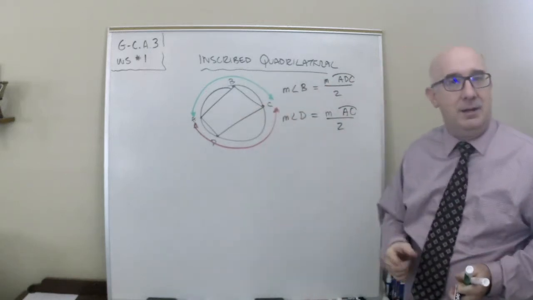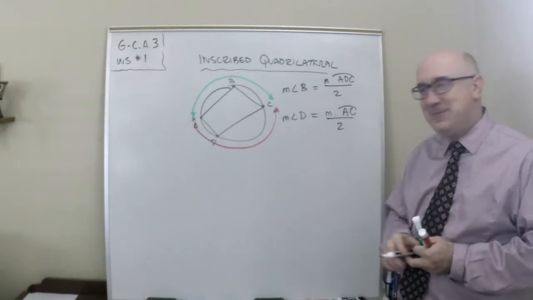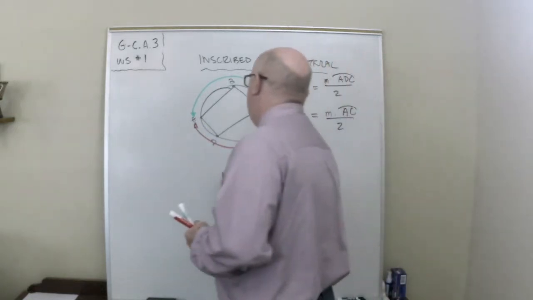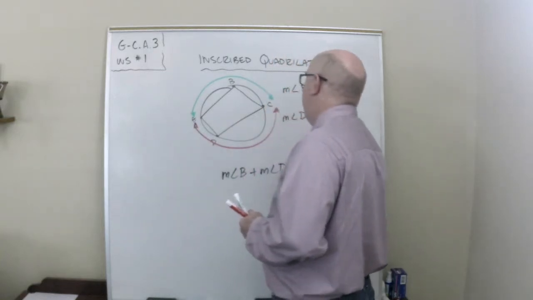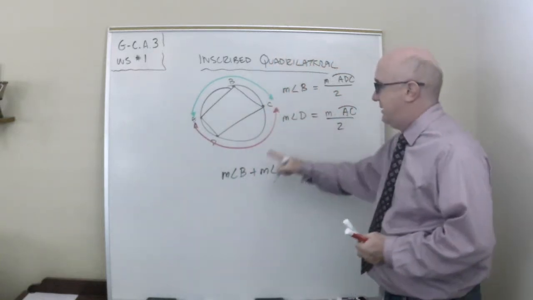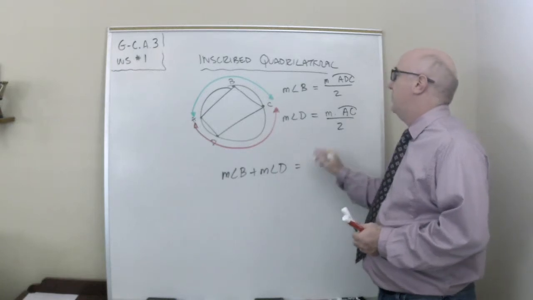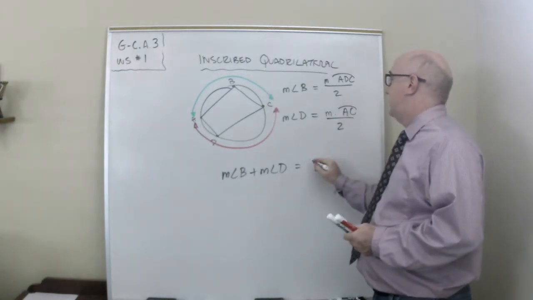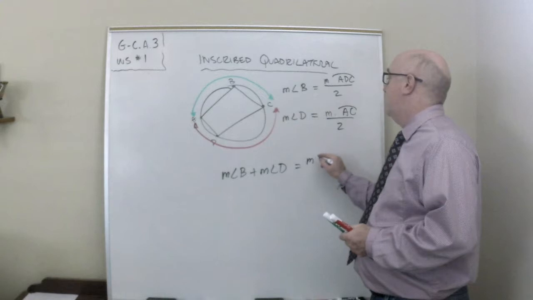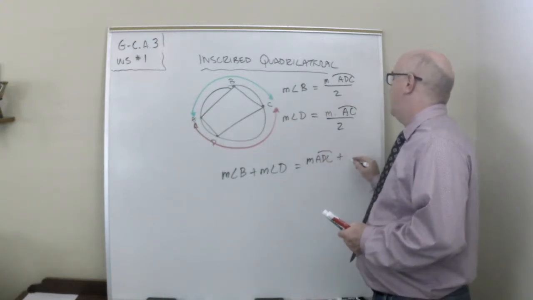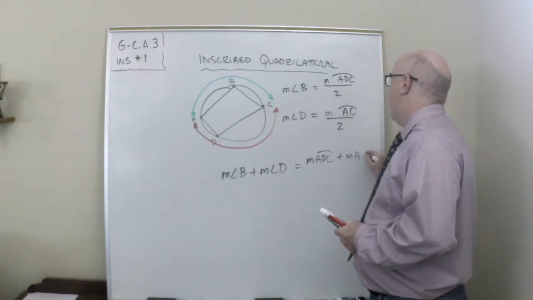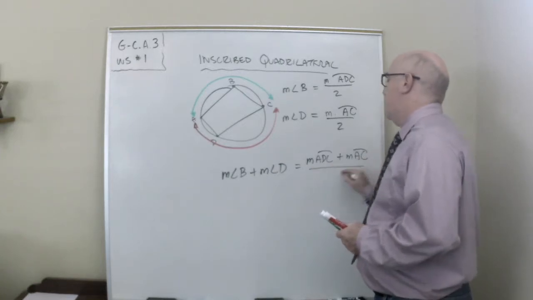What do they make? One full circle. So this is interesting. If I put the measure of B and the measure of D, if I add these together, it will be equal to adding these things together, which is the measure of arc ADC added to the measure of arc AC divided by 2.